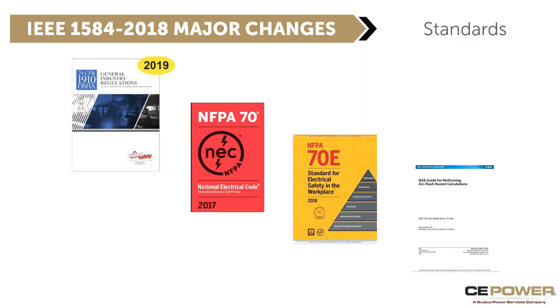And so OSHA 1910 requires that employers perform a PPE hazard assessment to determine what type of PPE someone would have to wear to work on electrical equipment. The NEC has requirements that all of the electrical equipment have a label on it indicating an arc flash hazard. NFPA 70E, similarly to OSHA, requires that a risk hazard assessment be performed prior to working on equipment. And 70E also offers some guidelines on how you might achieve that.